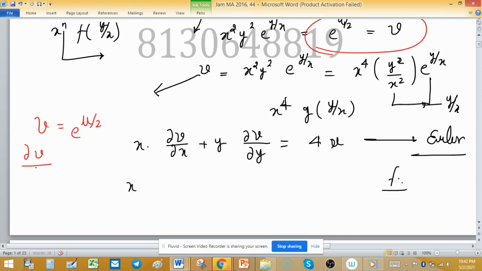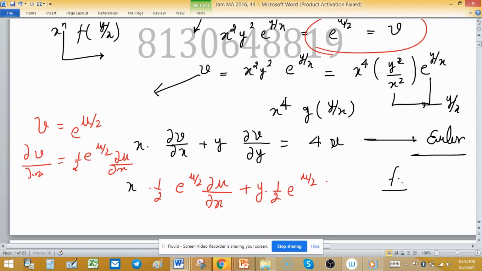with respect to x will be e raised to the power u by 2, and take the derivative of this, which is 1 upon 2, and partial u with respect to x. So 1 upon 2 e raised to the power u by 2, partial derivative of u with respect to x. Similarly, the partial derivative of v with respect to y will be y into 1 upon 2 e raised to the power u by 2, partial derivative of u with respect to y, equal to 4 e raised to the power u by 2 times v.